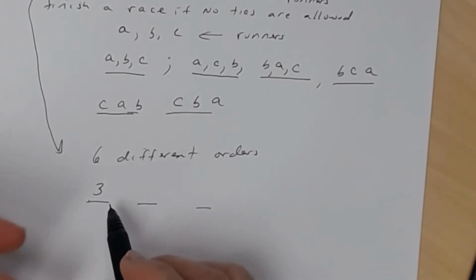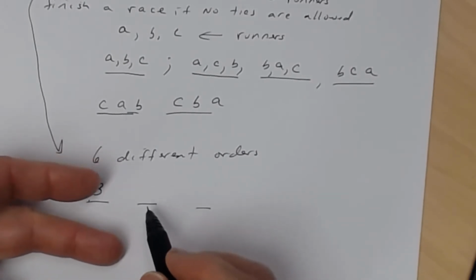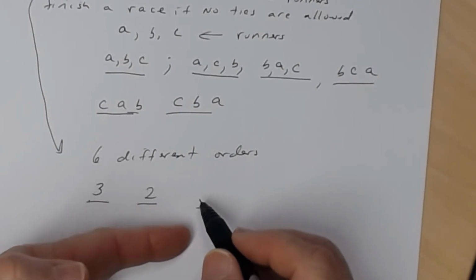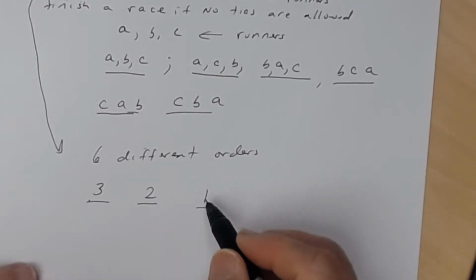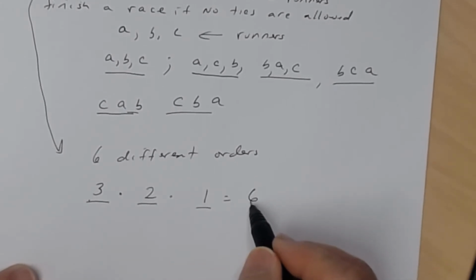Okay, so let's say A finished first. How many are left? 2. So how many people can finish second? How many choices are there? 2. So I can do a 2 here. And then finally, how many are left for the last one? 1. So if I multiply that, I get 3 times 2 times 1 is 6.